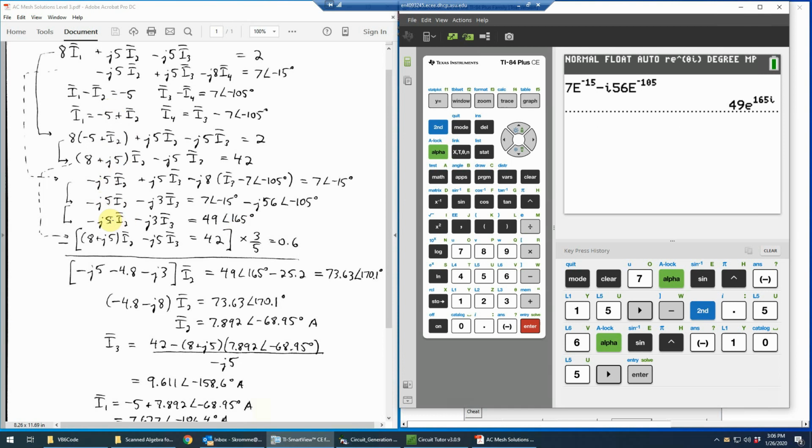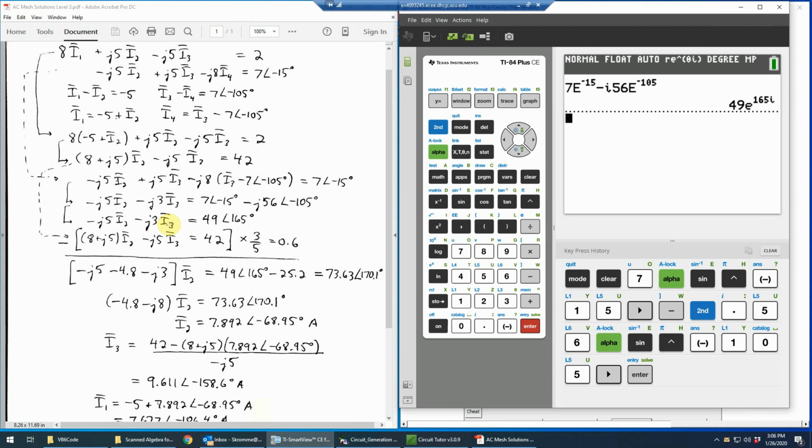Okay, so now I have that form, and then I'm going to bring this other equation down here just again for convenience, rewriting it here. So we have 8 plus j5 I2 minus j5 I3 equals 42. And now I want to combine these two equations to eliminate one of the two variables. And the one that looks like is easiest to eliminate would be I3 here. It doesn't really matter which one I do.